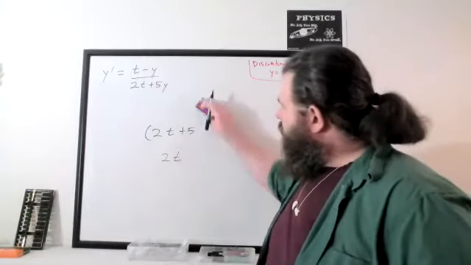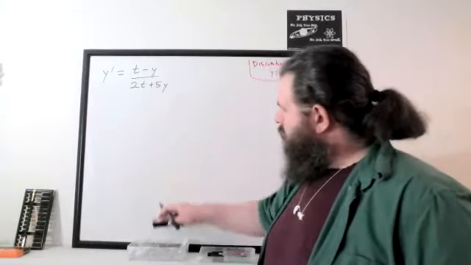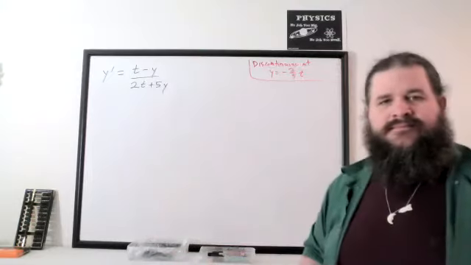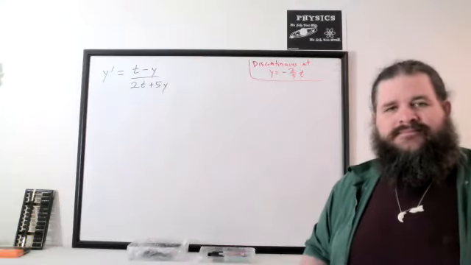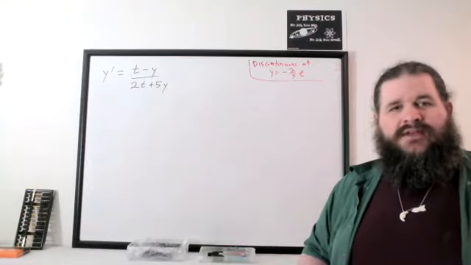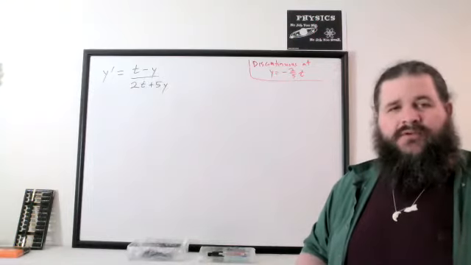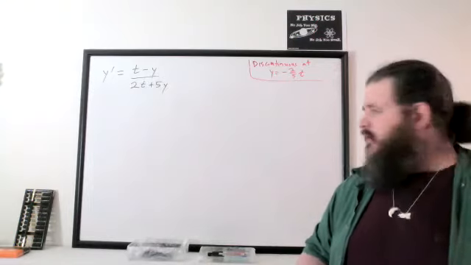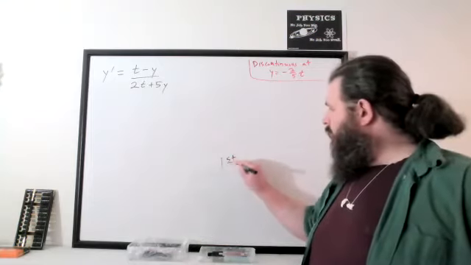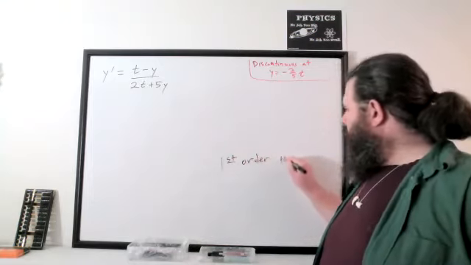What order is it? What's the highest? Yeah, the highest derivative that shows up is first derivative. So this is a first order equation. So this is first order nonlinear.